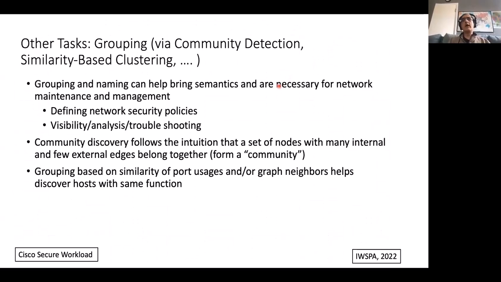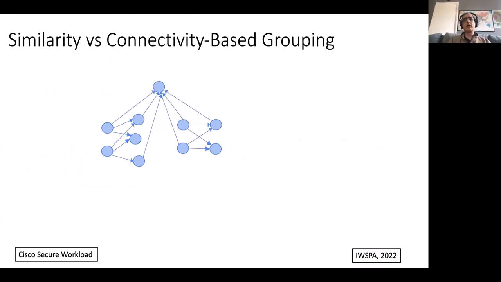and so on. Other tasks are clustering, naming, helping the user name their hosts if they don't have names for them, and again defining security policies. By clustering and grouping, or community detection, we can help them organize. We provide the tools to help the customers define a tree of their organization, of their hosts, and then define the network policies.